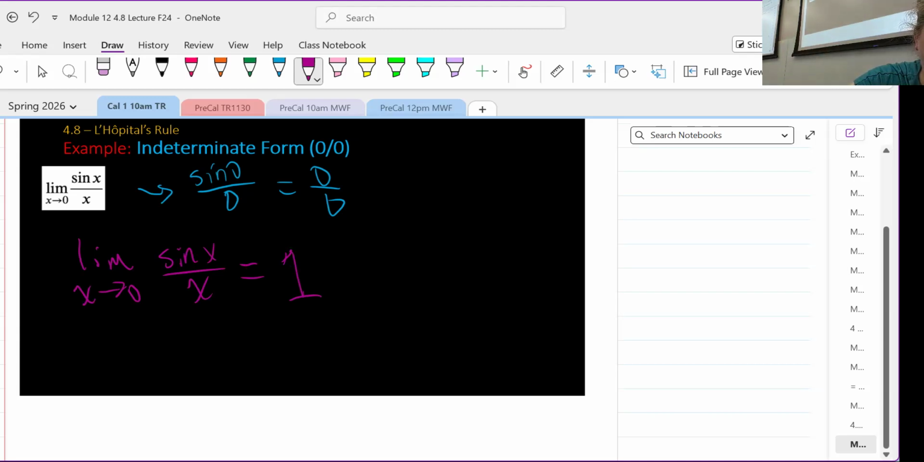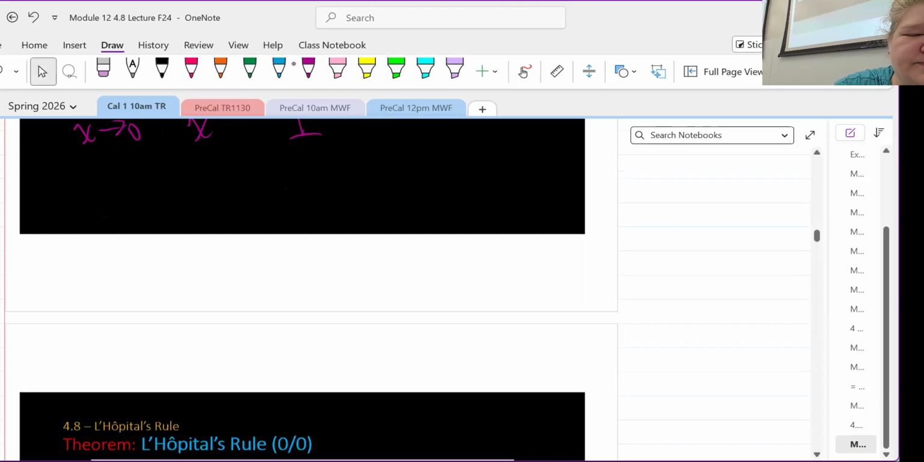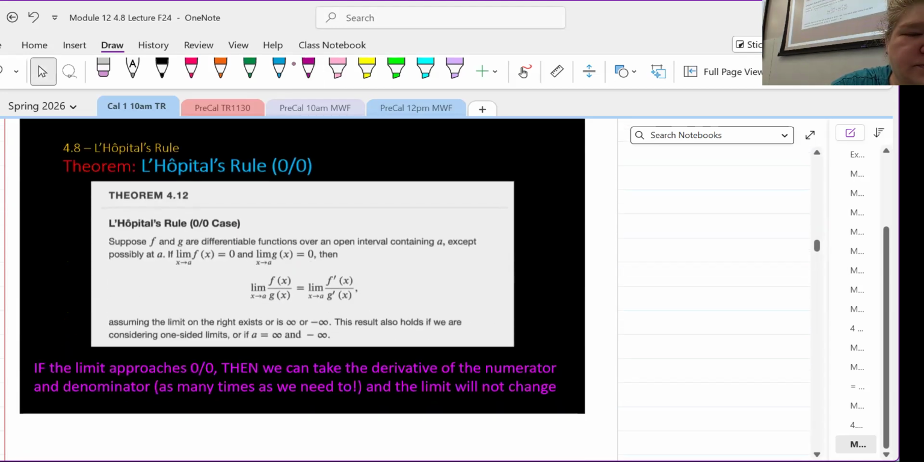And that x can be anything. So it can be sine u over u approaches 1. As long as the u's match, that limit always approaches 1. But it turns out that we can be a little lazy.